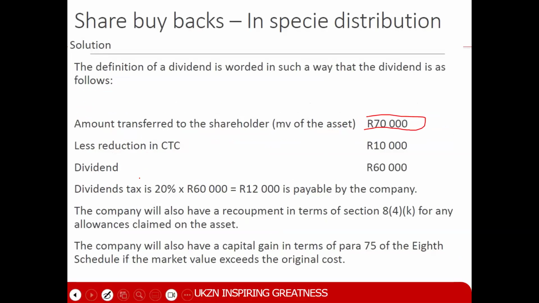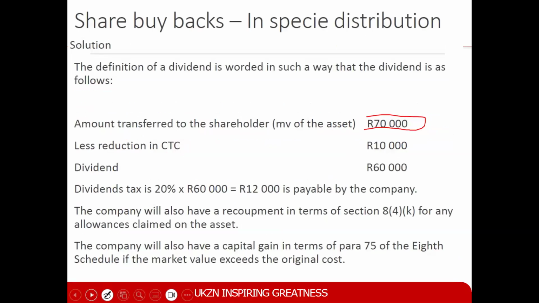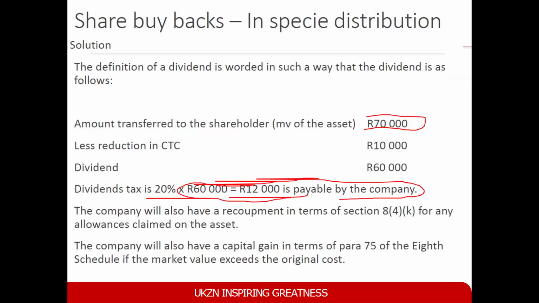Where is this CTC? The person's contribution was actually 10,000. If you calculate 25% of 20,000 shares here, multiplied by 2 rand, it is 10,000. Then you've got the dividend, which is 60,000. So dividends tax is 20,000, which is payable by the company. Guys, please tell me, why is this dividends tax payable by the company and not by the shareholder?